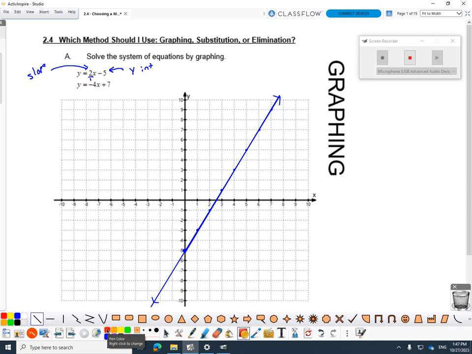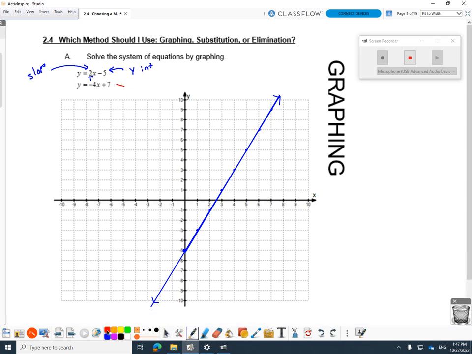Second line. Same stuff. This one. Y-intercept is 7. And this time, slope is negative 4. So I start at 7. How do I use the negative 4? Down 4 over 1. Put it over 1.